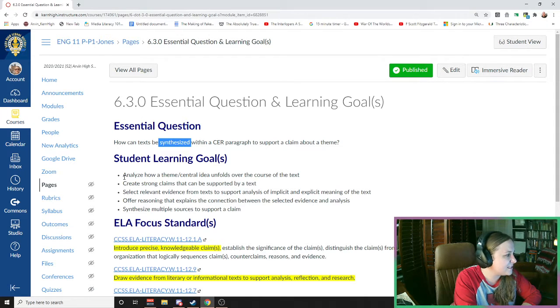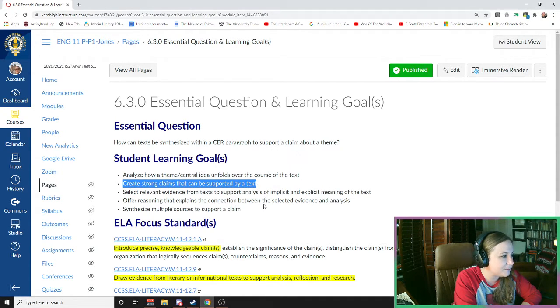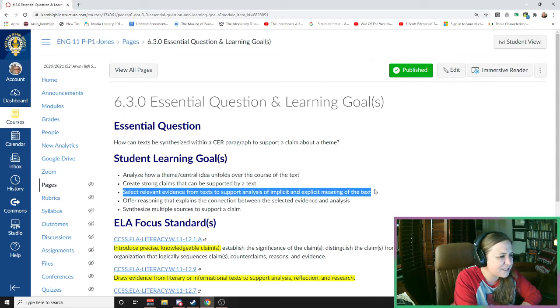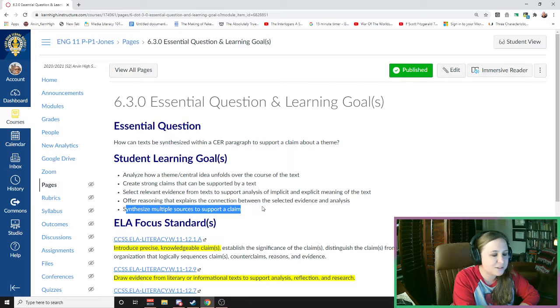By the end of this lesson, you'll be able to analyze how a theme and a central idea unfolds over the course of a text. You'll be able to make strong claims and support them with evidence. Not just any evidence, though, the best evidence. You'll be able to back that up with reasoning that explains a connection between the claim and the evidence. And you'll be able to do this across multiple sources, multiple texts.